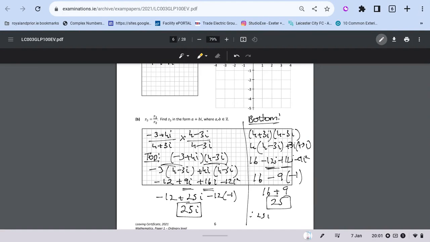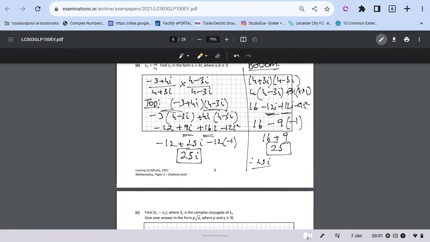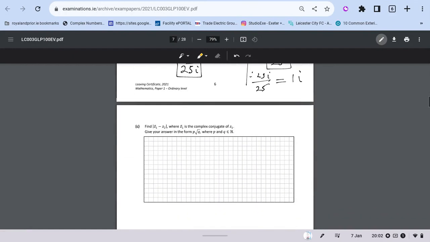So I have 25i over 25, and I just end up with i. 25 into 25 goes once. Next thing, find the modulus. It's either one or the other. And if I don't know this formula, I'm in trouble. So the square root of a squared plus b squared. The square root of real squared plus imaginary squared.